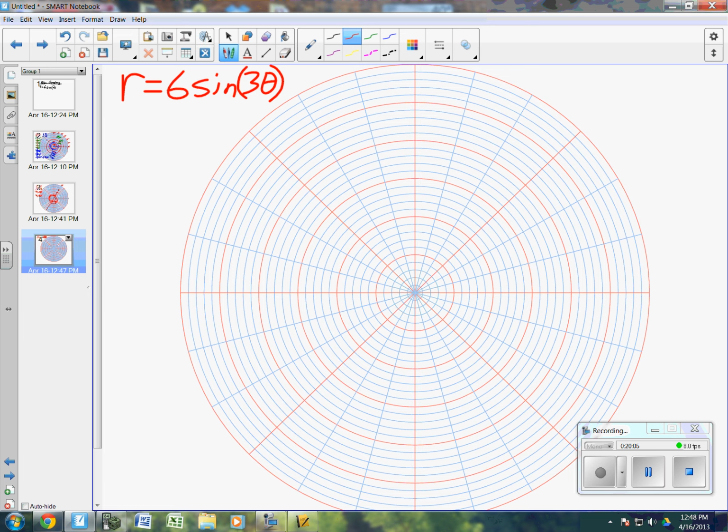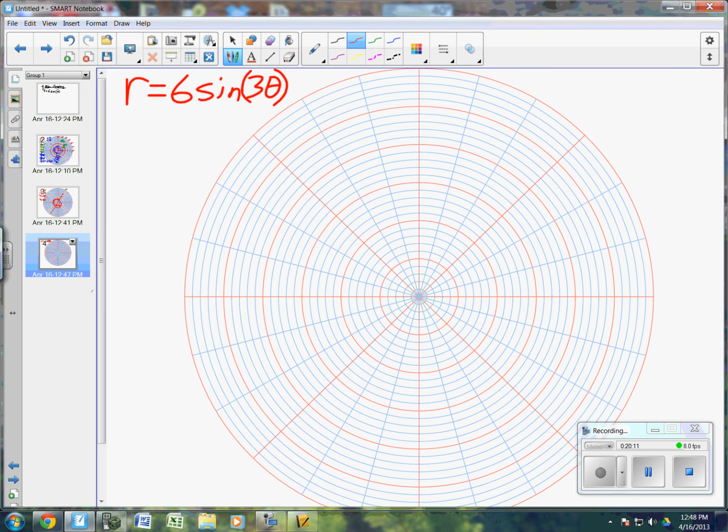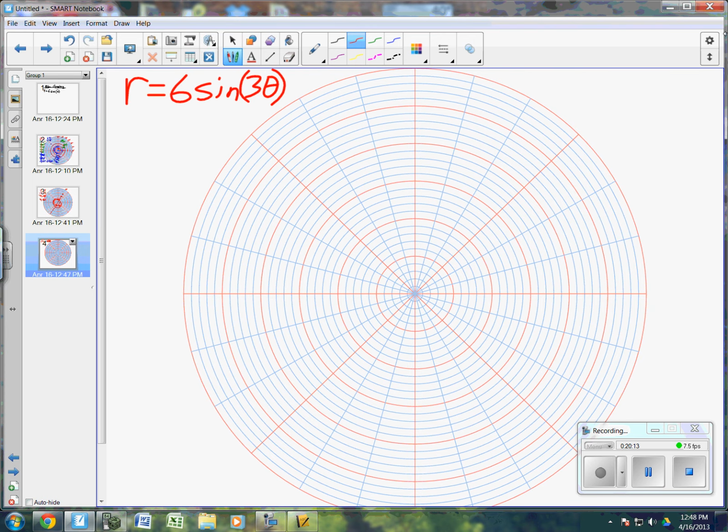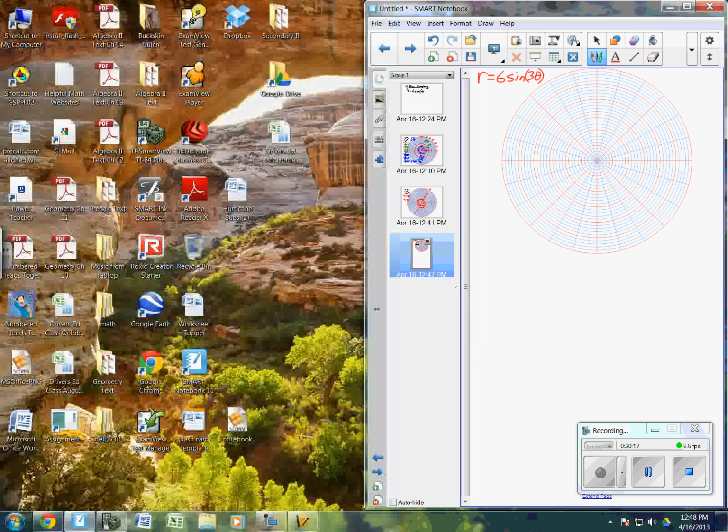Everybody get your calculator out and check to see if it's in degree mode right now. I'm going to have to go to degree mode.